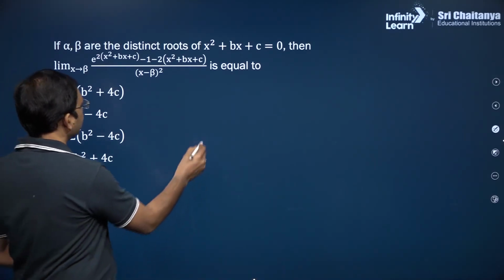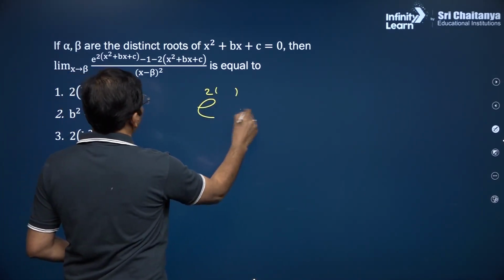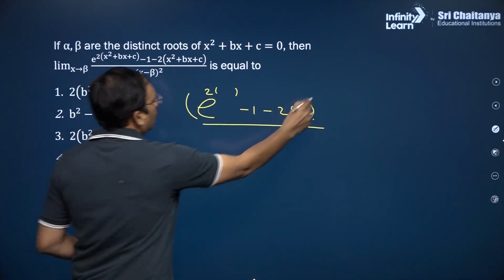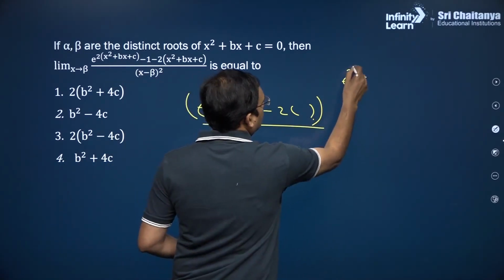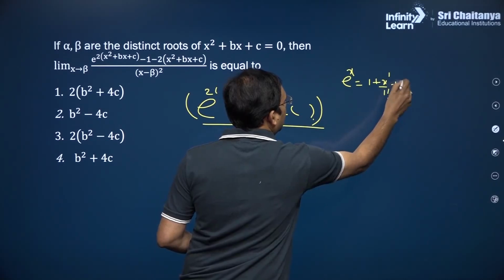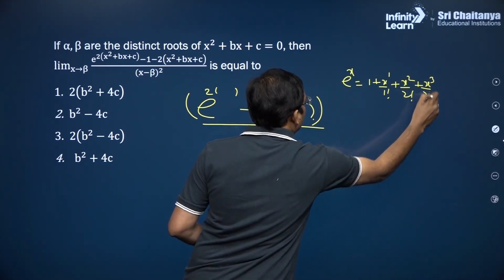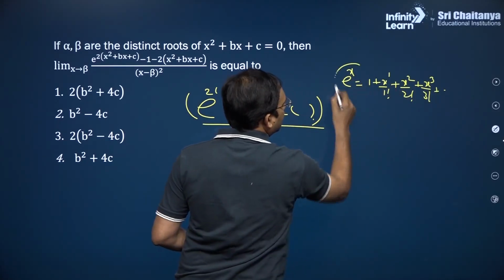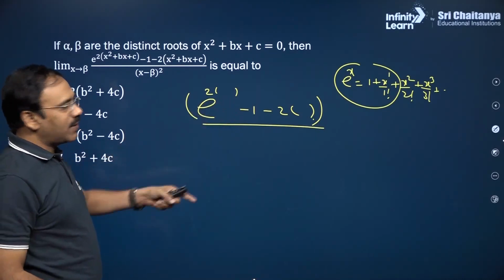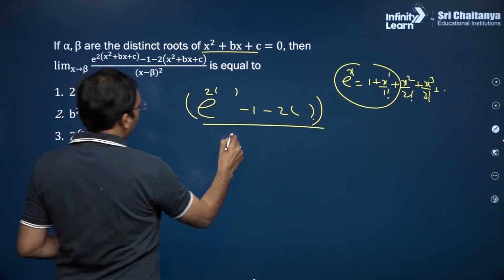Next, you see it is like e power 2x minus 1 minus 2 into this is there. Actually, if you write e power x expansion, e power x is equal to 1 plus x power 1 by 1 factorial plus x square by 2 factorial plus x cube by 3 factorial and so on. He has given this expression, my dear friends. So, you are going to get, after this, x square by 2 factorial will be left. He said this is a quadratic expression with roots alpha and beta.